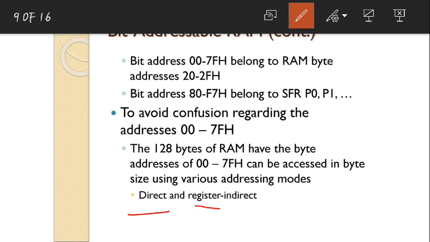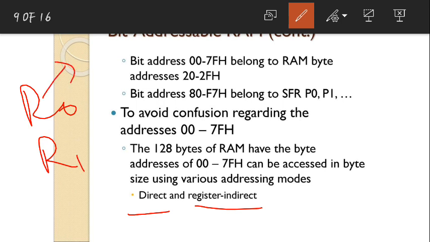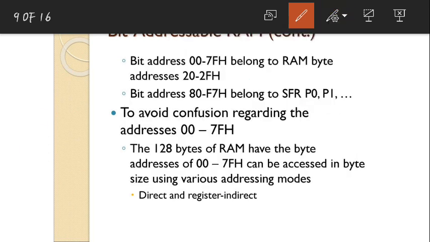And register indirect means, let it be in any register, you should first take R0 or R1. In this, you can take any one register and point towards some location. When you point by making this indirect addressing mode, by writing @ in front of that, you can use it as register indirect addressing mode.